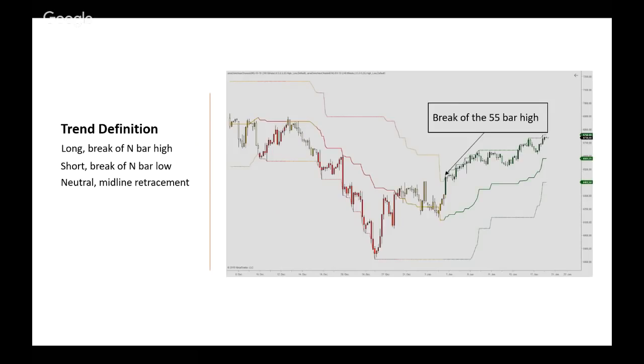This is a slightly shorter time frame for our chart of the Nasdaq using a 55-bar lookback. The green plot here indicates that the highest high of the lookback period has been broken, whereas the red plot here indicates a break of the lowest low. And the neutral trend here occurs when you're retracing back above the channel midline, and you then get this yellow plot for the neutral trend.